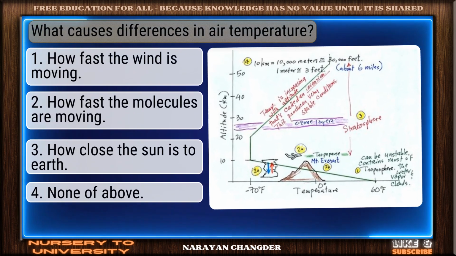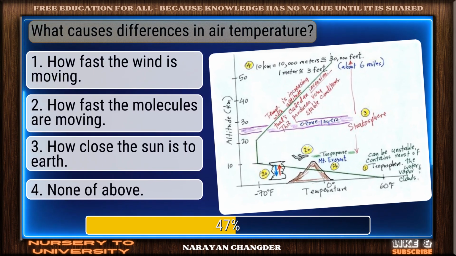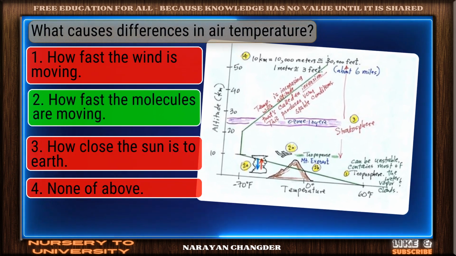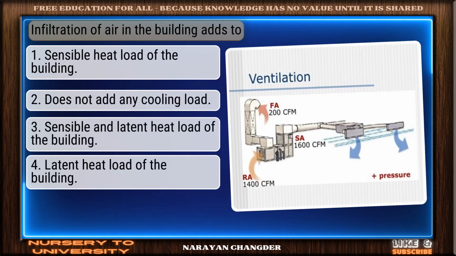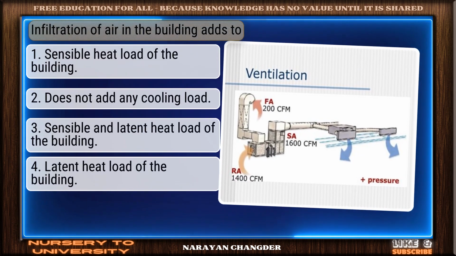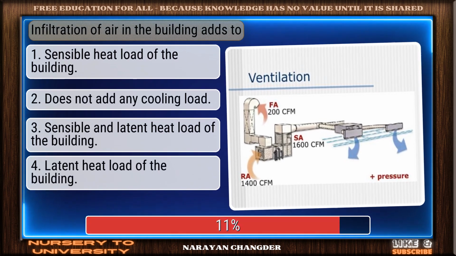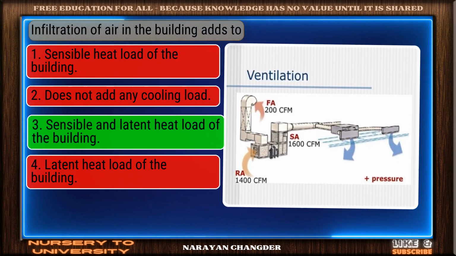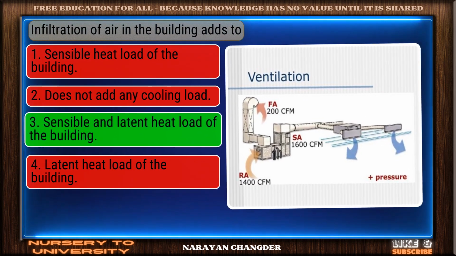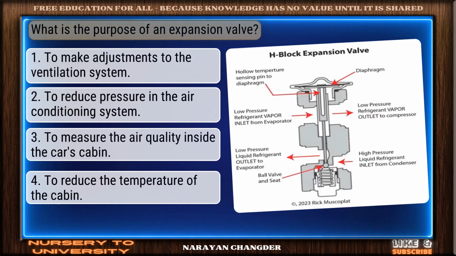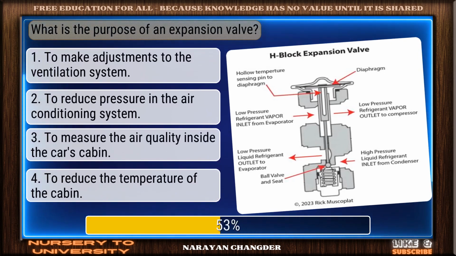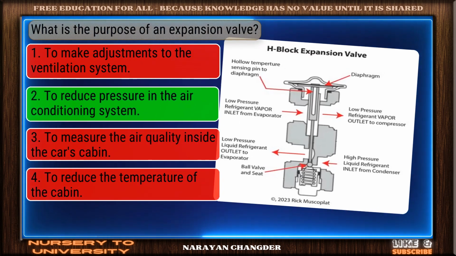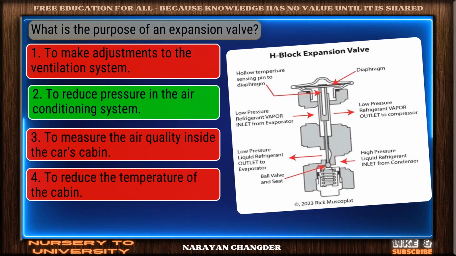What causes differences in air temperature? Correct response. How fast the molecules are moving is the most accurate answer. Infiltration of air in the building adds to. Well done. Sensible and latent heat load of the building is the right choice. What is the purpose of an expansion valve? Excellent choice. To reduce pressure in the air conditioning system is the right answer.